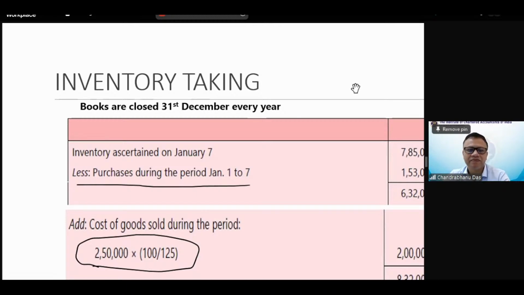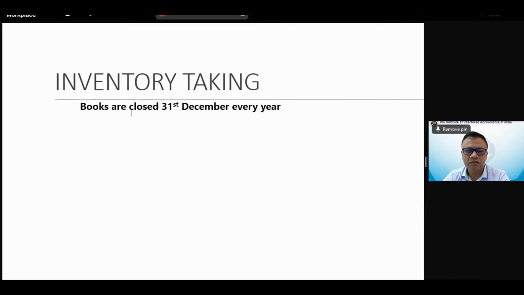Yes, Swana, tell me. Once again, can you explain the part which is related to the markup percentage? Which one? Markup? The markup percentage we are taking up. Could you please explain it once again?